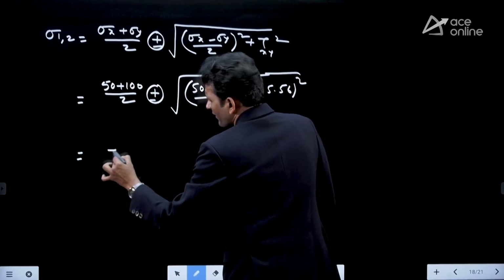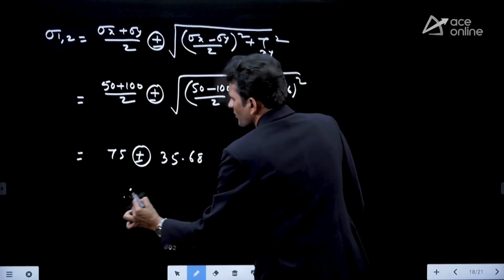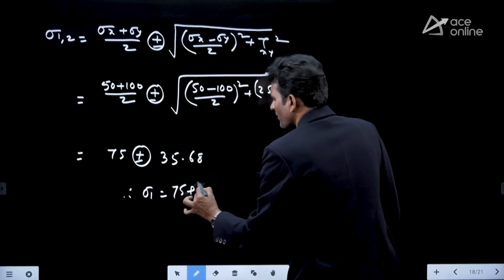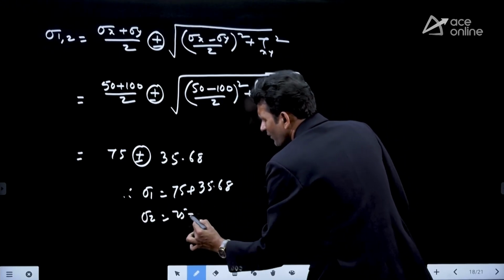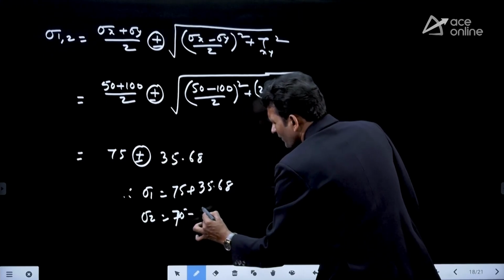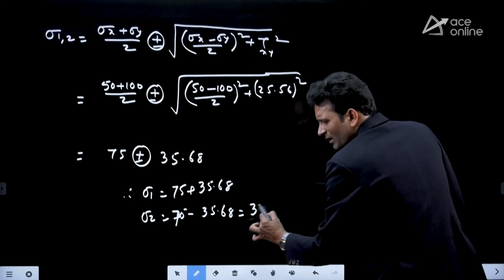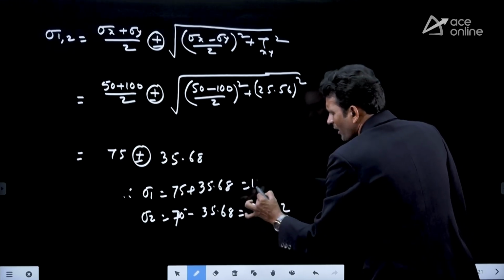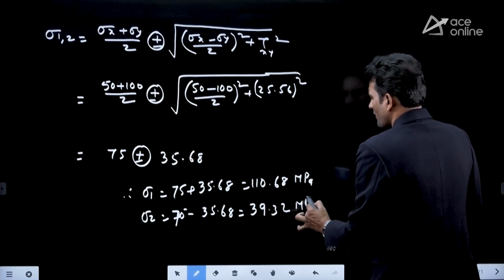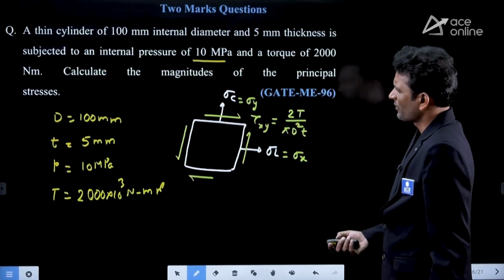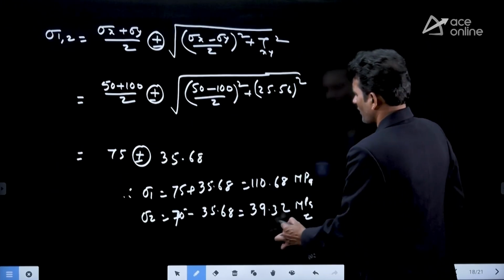This is 75 plus or minus this term, it is 35.68. So, sigma 1 equal to 75 plus 35.68, sigma 2 equal to 75 minus 35.68. So, this is we are having 39.32, this value we are having 110.68 megapascal. That's it. These are the principal stresses we are observing in this case. This is NAT type question, directly we are getting these values. Hope you understand.